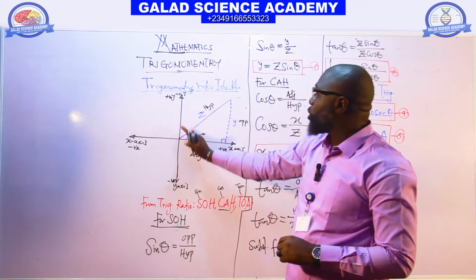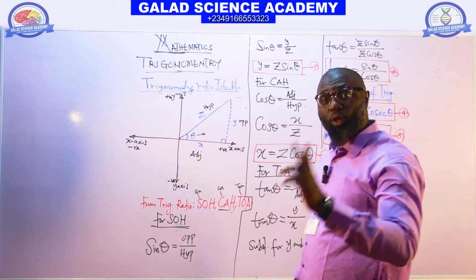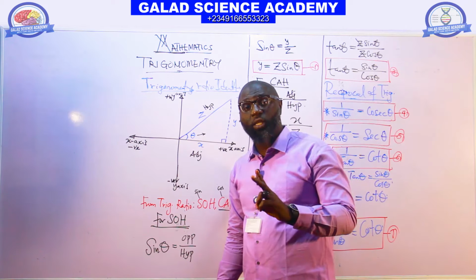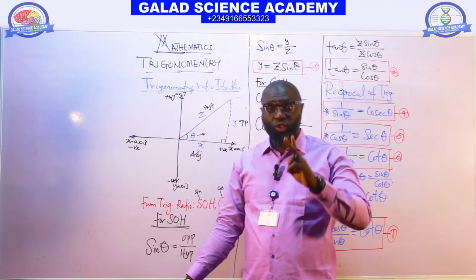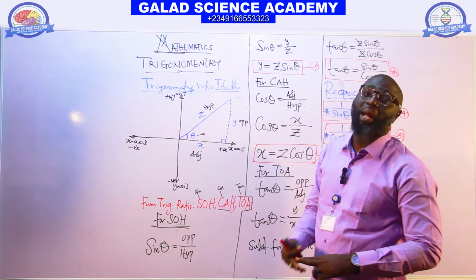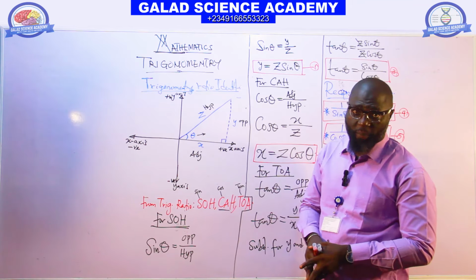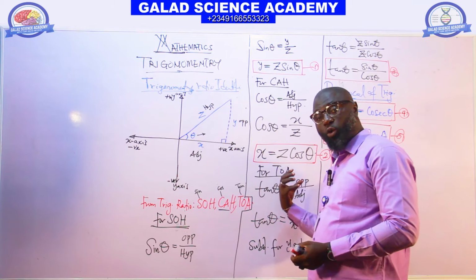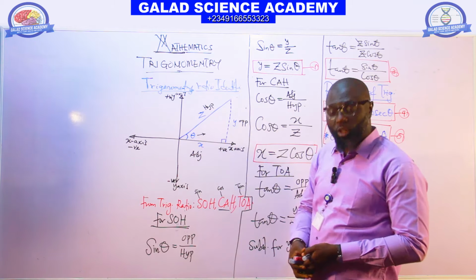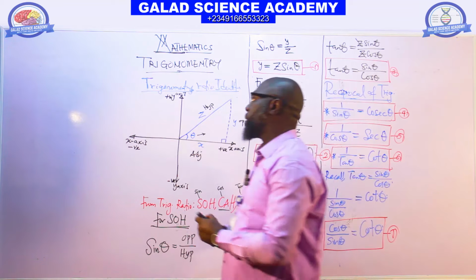Good. So the next thing now is, this is a right angle triangle. And if you want to solve a right angle triangle in mathematics, two things are involved there. Here we use trig ratio, or we use Pythagoras theorem. We have used the trig ratio to know the x and y. So let us use Pythagoras theorem now.